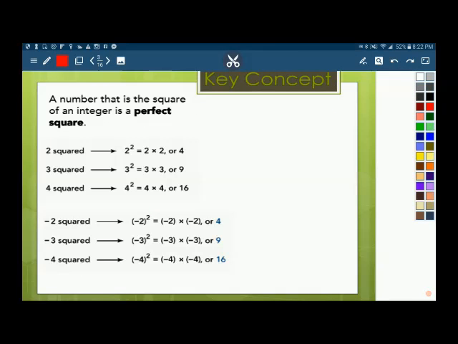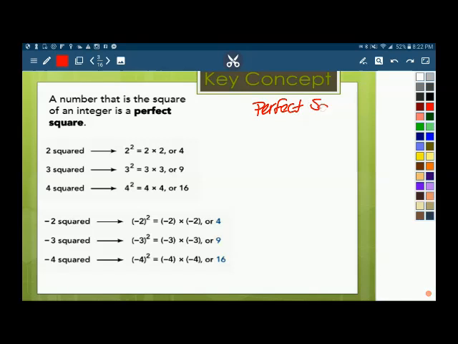So let's take a look at the key idea here. A number that is the square of an integer is a perfect square. So I'd like to make another list of our perfect squares. And again, really our perfect squares are all just numbers that are generated by squaring integers. So 1 squared, let's make a list here.